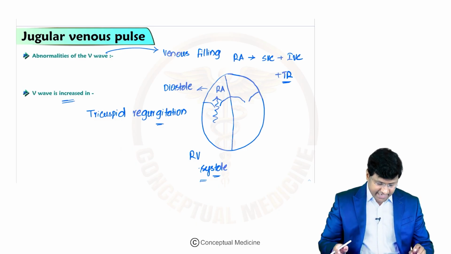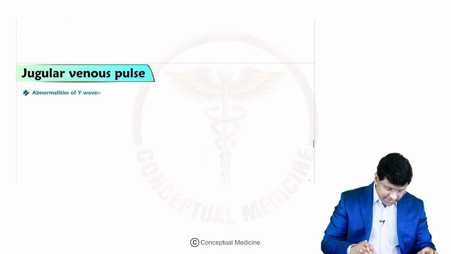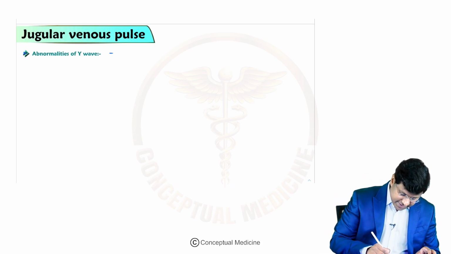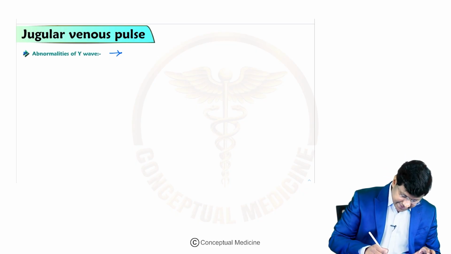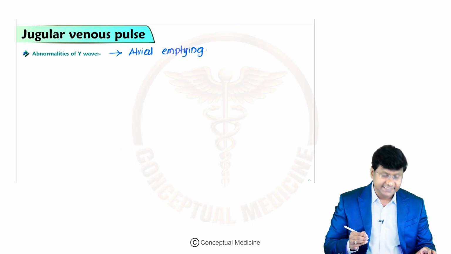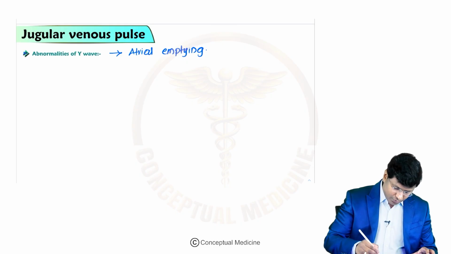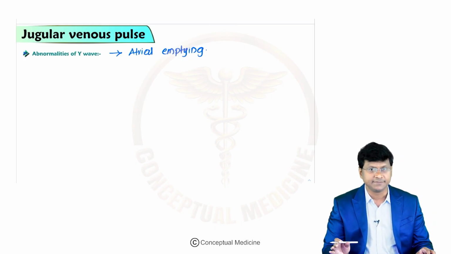Okay. Now, after having discussed the abnormalities of the V wave, let me discuss the abnormalities of the Y descent. So what does the Y descent tell you? It tells you that there is atrial emptying. Right, atrial emptying corresponds to the early phase of diastole.